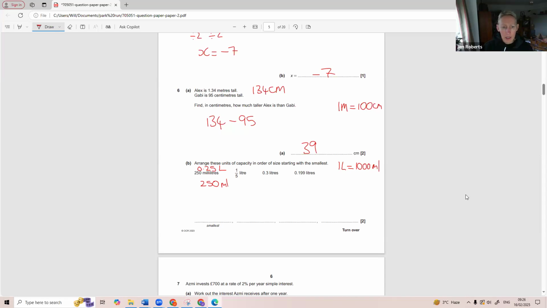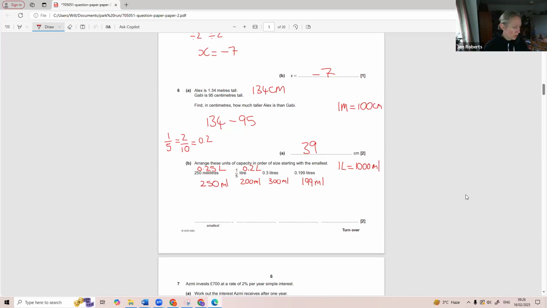1/5 is the same as 2/10. 2 divided by 10 is 0.2. So this is 0.2 litres. I'm going to times it by 100, sorry, by 1,000 to get into millilitres. So it would be 200. Times that by 1,000, 300. And times this by 1,000, 199.